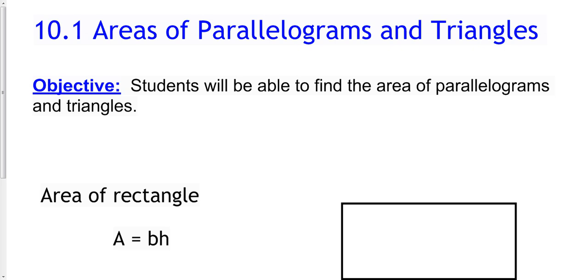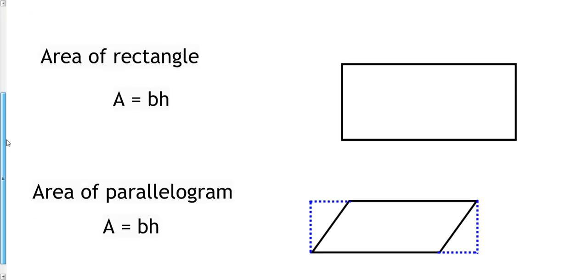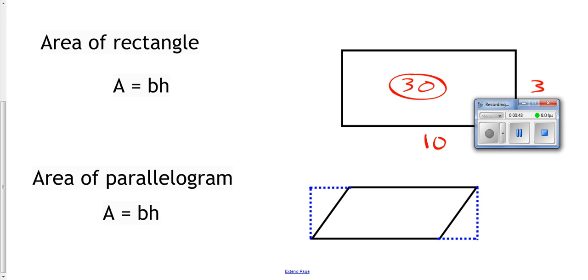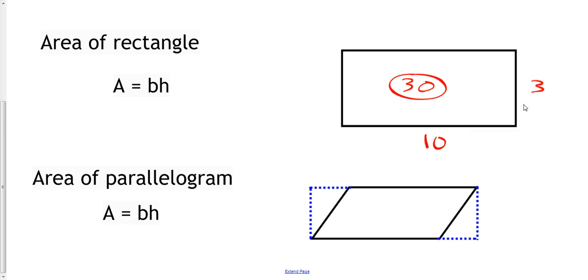So the first thing you want to remember, just recall, is the area of a triangle is base times height. So if you think of a triangle, let's say, for example, it's 10 by 3. Well, then you know the area of that triangle is going to be 30. And this shouldn't really be a problem at all for you. Okay, so that's pretty clear.